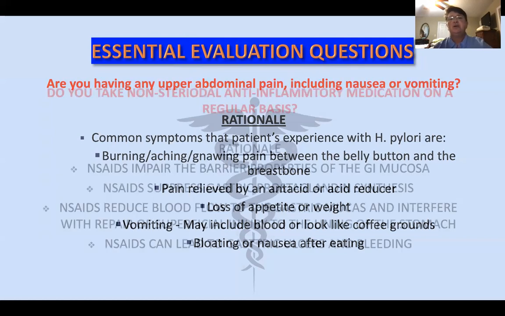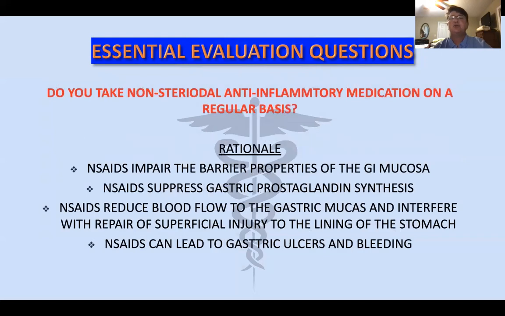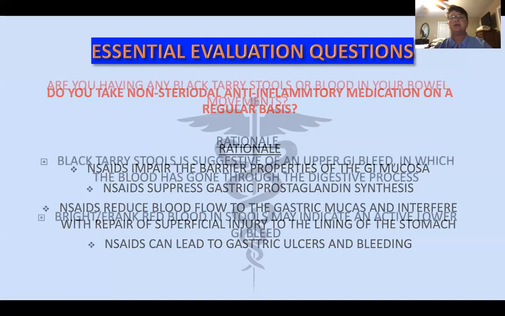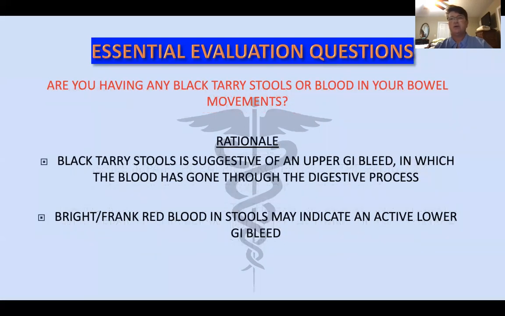Patients also need to be checked for the use of long-term non-steroidal anti-inflammatory medications, which can impair the barriers that protect the gastric mucosa and suppress gastric prostaglandin synthesis. NSAIDs also reduce the blood flow to the gastric mucosa, which interferes with the repair of superficial injuries to the lining of the stomach and can lead to gastric ulcers and bleeding. You also need to assess their bowel habits, if they're having any black tarry stools or blood in their stools, which would be indicative of a GI bleed.